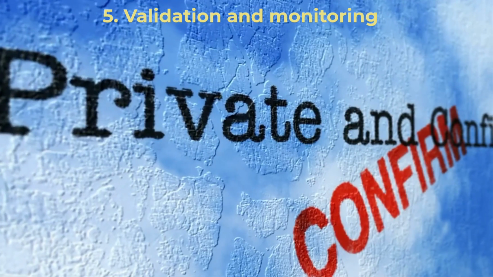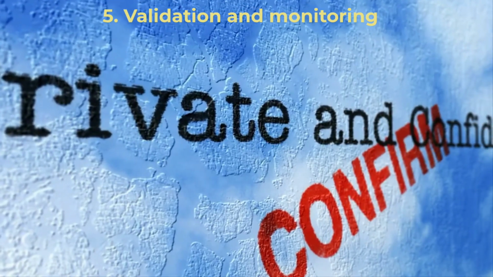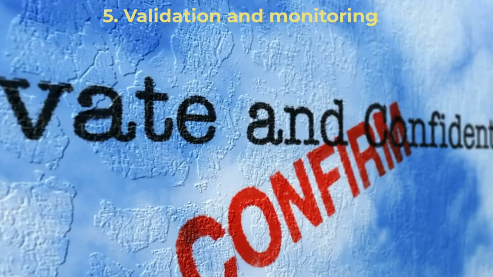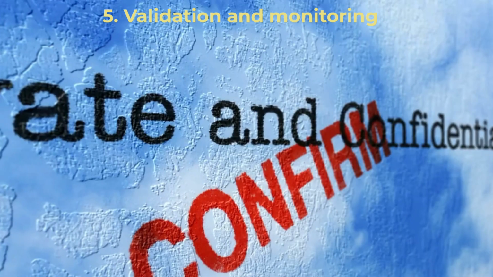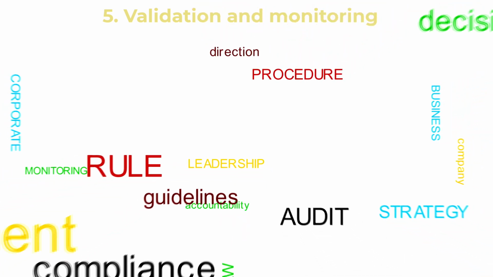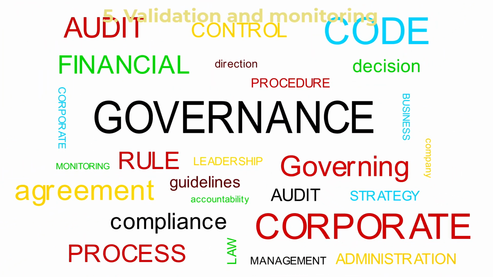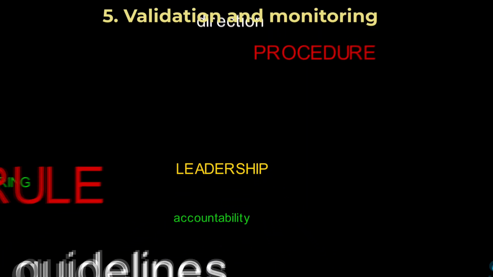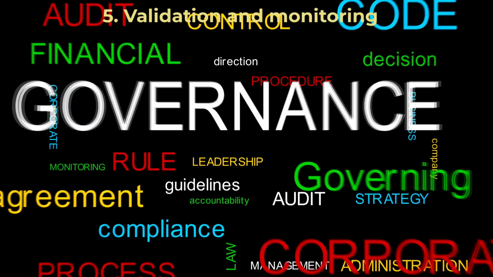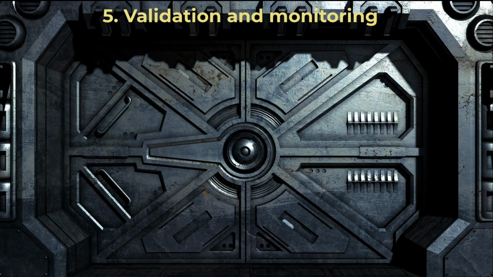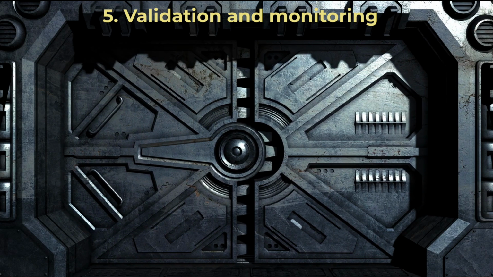Fifth, validation and monitoring. To maintain privacy in the long term, validation and monitoring are essential, involving the regular testing of the system to detect new privacy threats and vulnerabilities that may emerge over time. Privacy policies and security measures must be continuously updated to keep up with evolving regulations and technological changes. Regular audits help ensure compliance, and user education programs raise awareness about data privacy practices. By fostering transparency and accountability, organizations can strengthen trust and minimize privacy risks effectively.